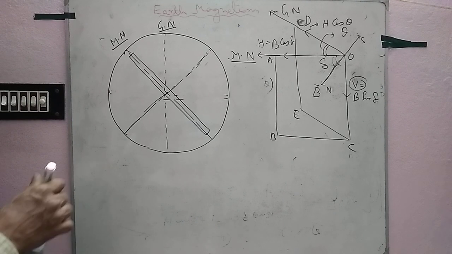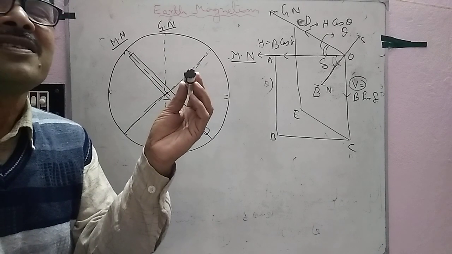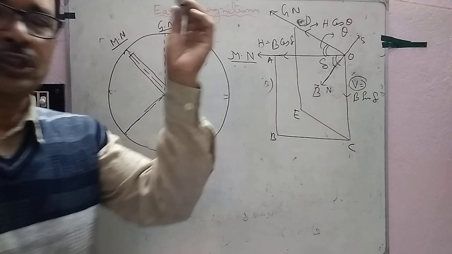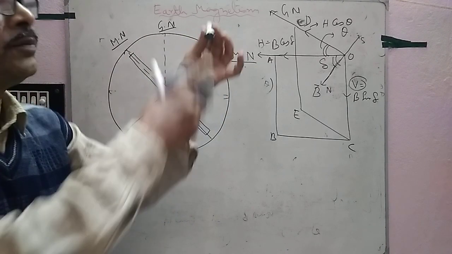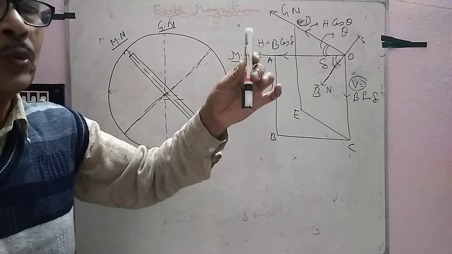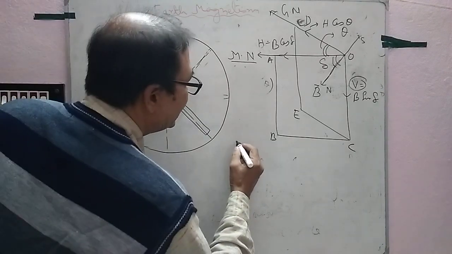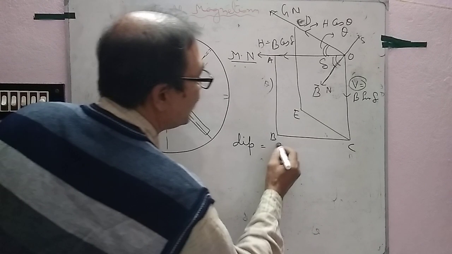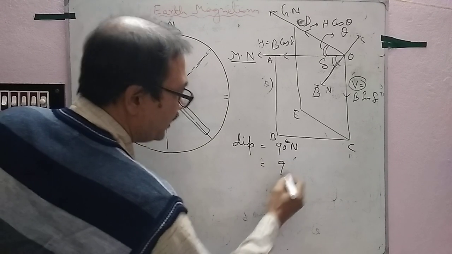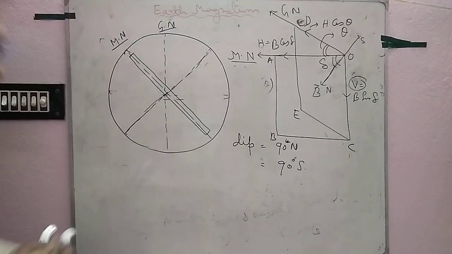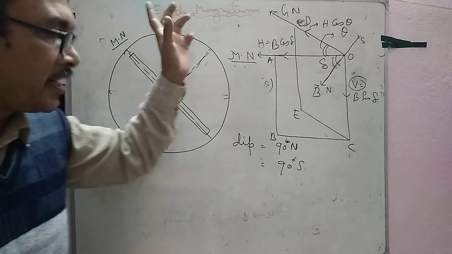Now, if we suspend a bar magnet from its center of gravity at the north pole of the northern hemisphere, then the north pole of the bar magnet tips downward. So here the angle of dip, that is angle of declination, equal to 90 degree N at north pole, and at south pole 90 degree S. Clear?